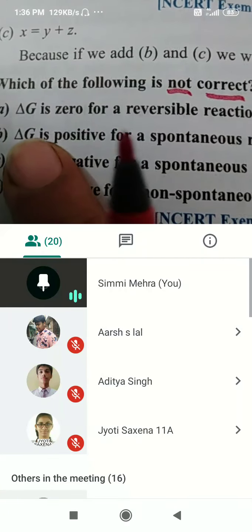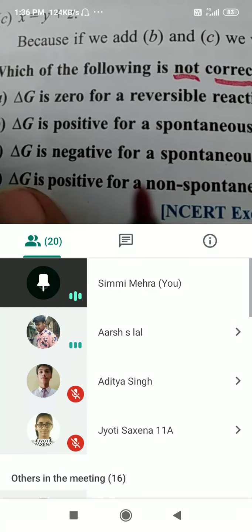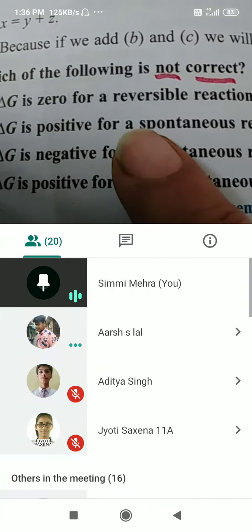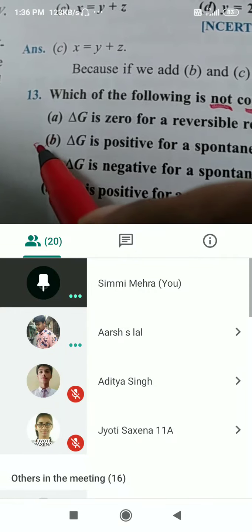B, isn't it? Because all of these are correct. Delta G is negative for spontaneous. Delta G is positive for non-spontaneous. Delta G is positive for spontaneous. This is the answer. B is the answer.